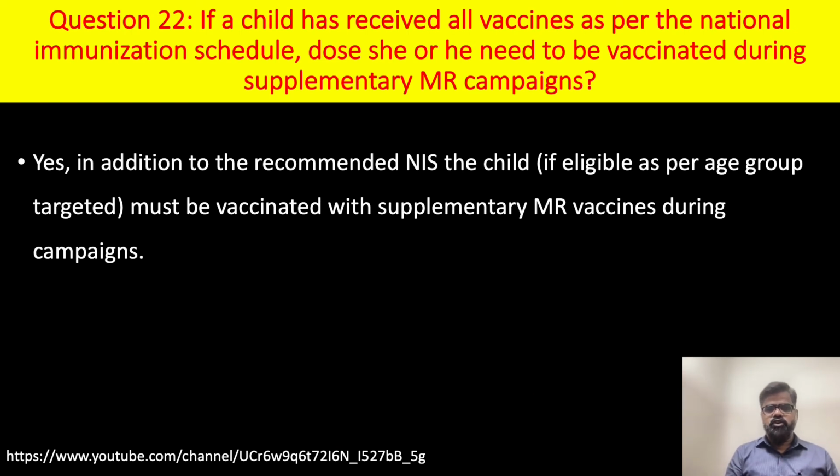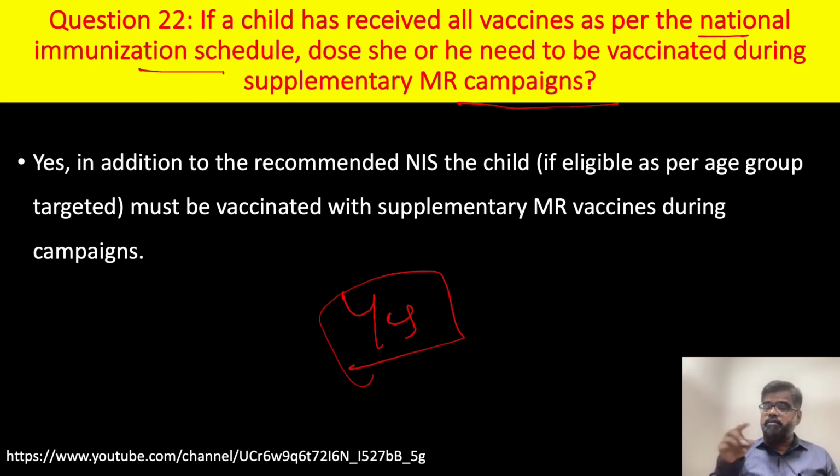If the child has received all vaccines as per NIS, does she or he need to vaccinate during supplementary MR campaign? The answer is yes. The moment the word supplementary comes, it cannot replace routine. If the child has taken the routine doses as per the National Immunization Schedule, and the government is doing a campaign, that will be only a supplementary dose. So yes, the child can take that supplementary dose.